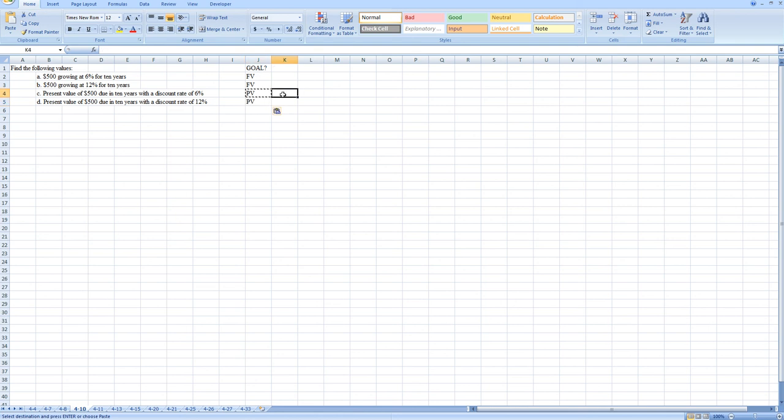So now we've identified the goals. For A and B, we are trying to identify a future value, and for C and D, a present value. We'll say equal sign, future value. We know the rate is 6%. Number of periods is 10 years. There's not going to be any payments made over the 10-year period, so we'll skip that. And there's a present value of 500. We'll represent this as a cash outflow today with the expectation that we're going to get money flowing back in the future.